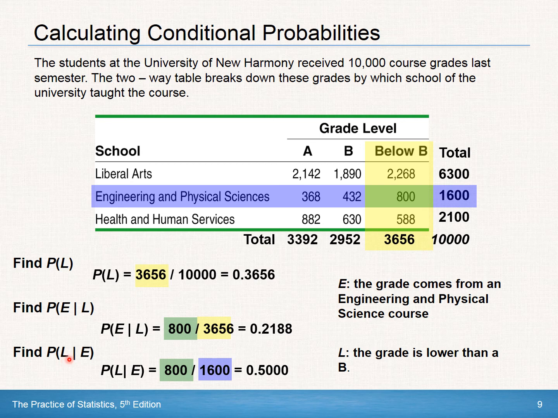Find the probability that it's lower than a B, given that they're from engineering. Now engineering is our denominator. So we're essentially crossing out all of the other rows. What's the probability that it's lower than a B and engineering? That's still your 800. Given that they came from the engineering department, which is your 1600, that's your new denominator. So remember, what's given is always your denominator because you're crossing out all the other possibilities.